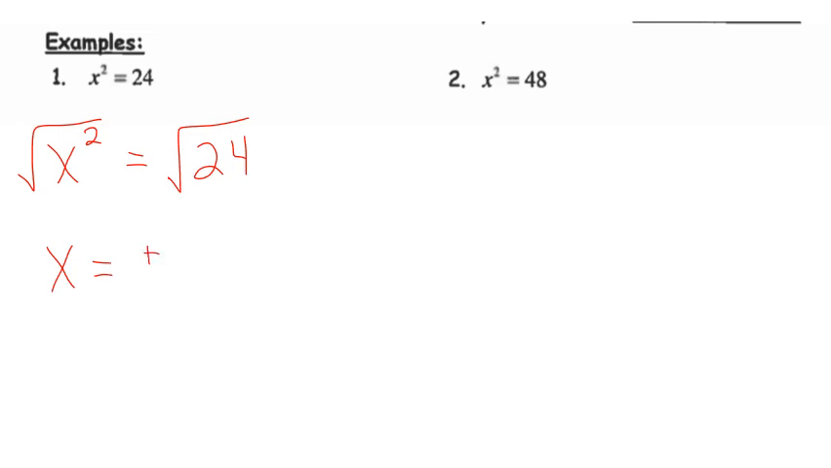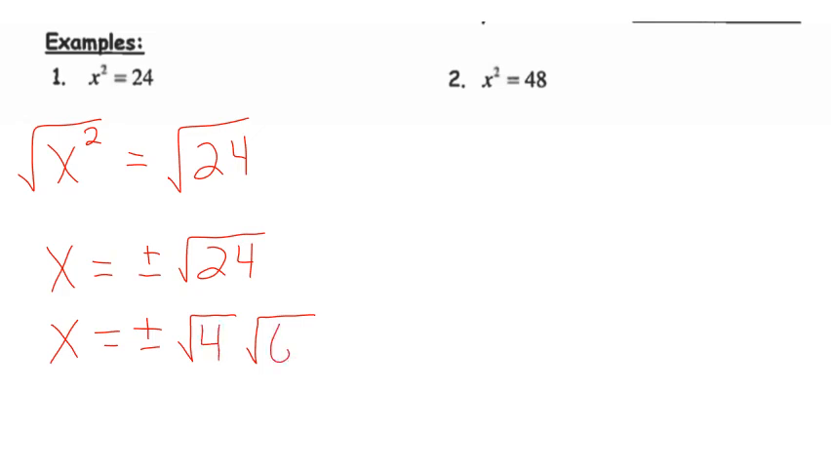I'm going to get plus or minus the square root of 24, so I have to remember that plus or minus, but we can't leave our answer as just root 24. We have to think about our perfect squares that we already talked about. So I have here plus or minus. I'm going to do a perfect square and a non-perfect square. So our perfect square is going to be 4.